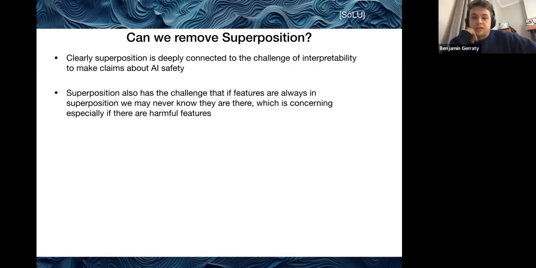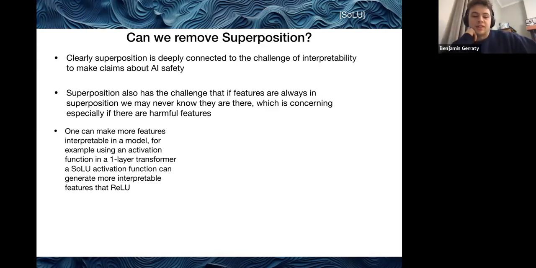So the issue is if you've got some features that never get a dedicated neuron and they're always in superposition, it's very hard to know if they're there, like ever. And so that's not great for alignment or AI safety. You know, if you want to declare an AI safe, we want to be able to see everything about it. And if it's hiding its kill-all-humans functions in superposition, we'd like to be able to see that.